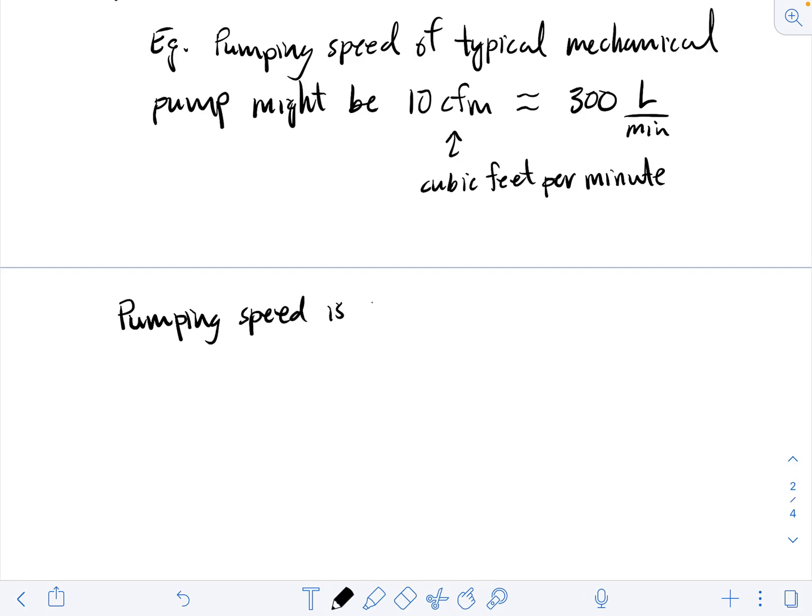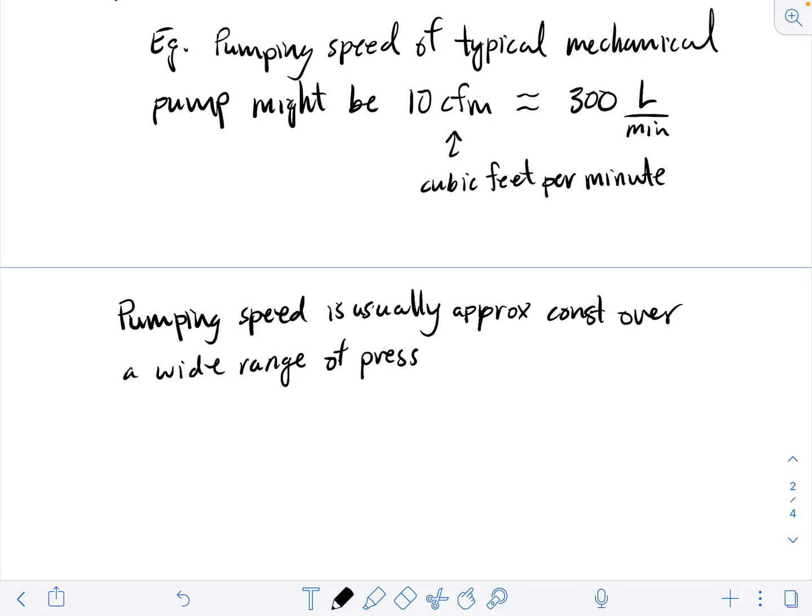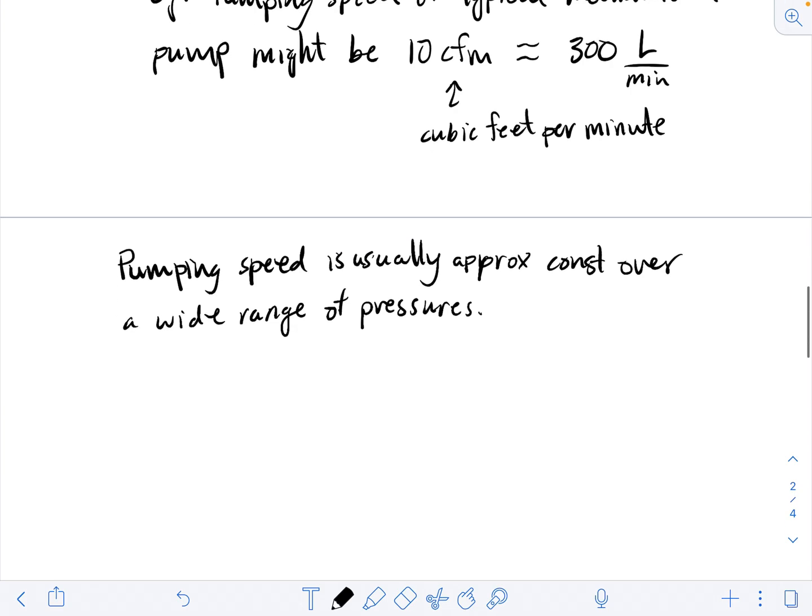But in any case, the pumping speed is usually approximately constant over a wide range of pressures. So that means if you turn on your pump and initially the pressure is at atmosphere, and then you run it for a while and you get the pressure down to 1/100th of an atmosphere or something like that, the rate that it's removing volume, the V dot, is not changing much.